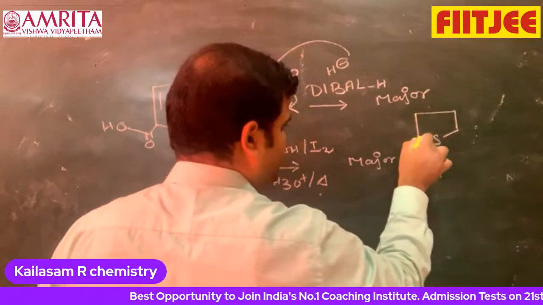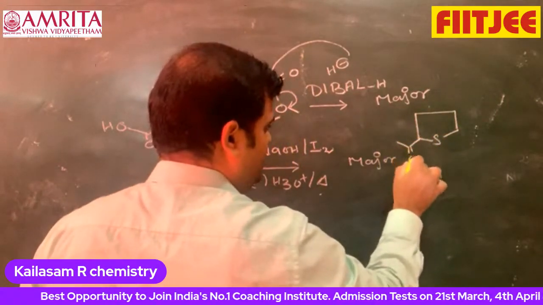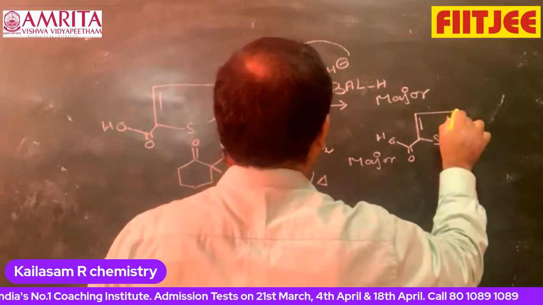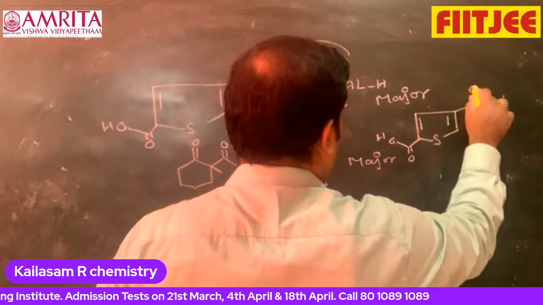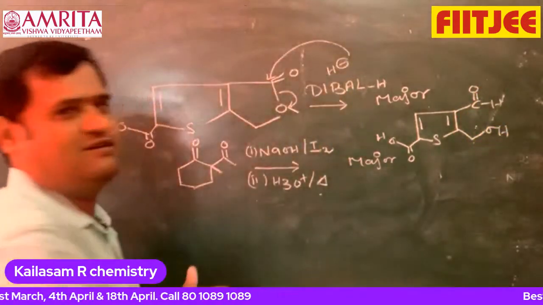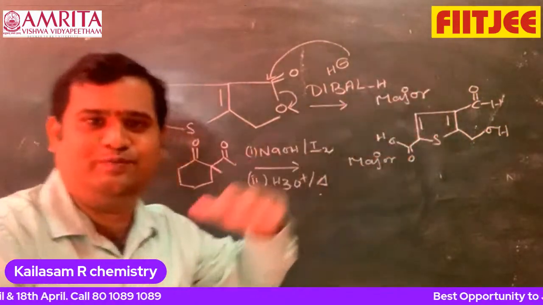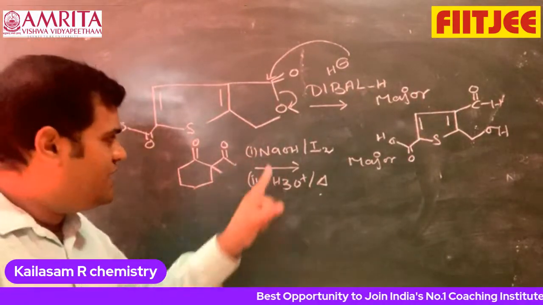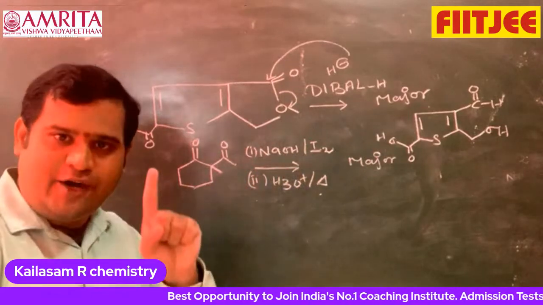I can write COOH. Now I can make it as C double bond H. That's our answer. This is a JEE Mains question. Now this will be very interesting. Look at that, NaOH. What is the reaction? It's iodoform reaction.